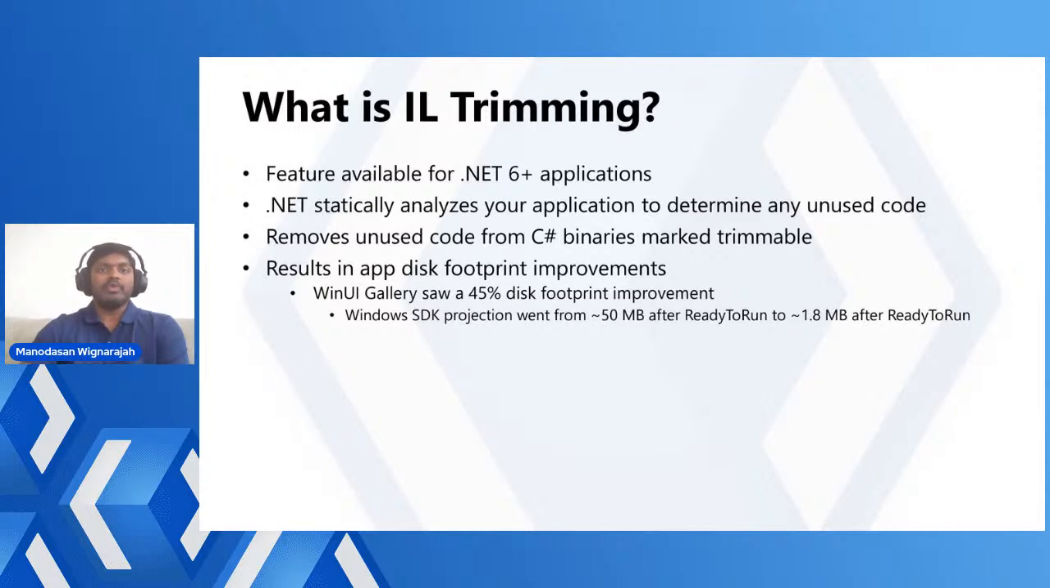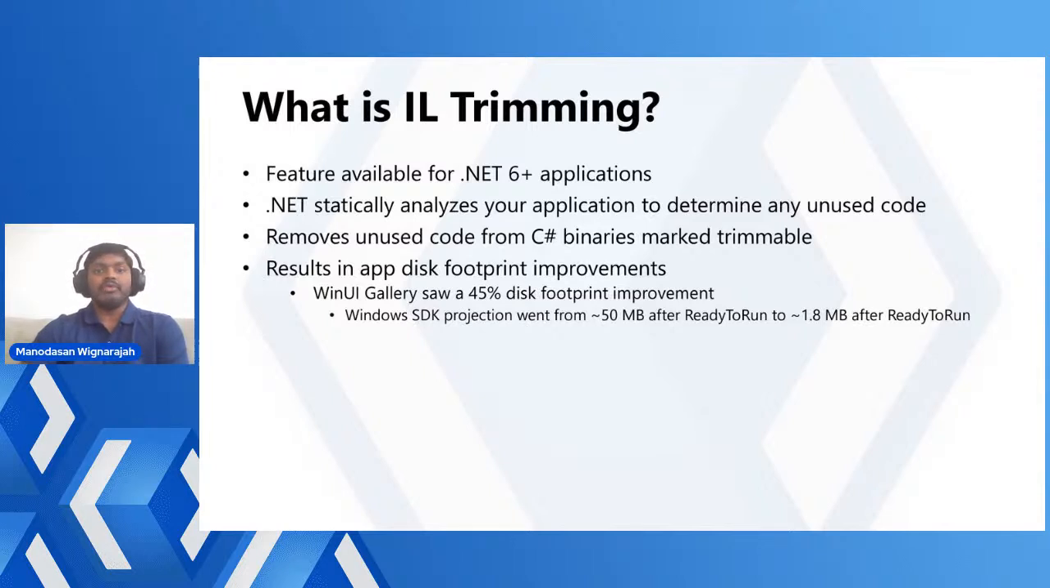The result is that when you publish your app with trimming enabled, .NET will trim all of this unused code away, resulting in app size improvements where your app might have been 100 megabytes before, but could be as small as 10 megabytes, based on how much of the unused code was trimmed away.